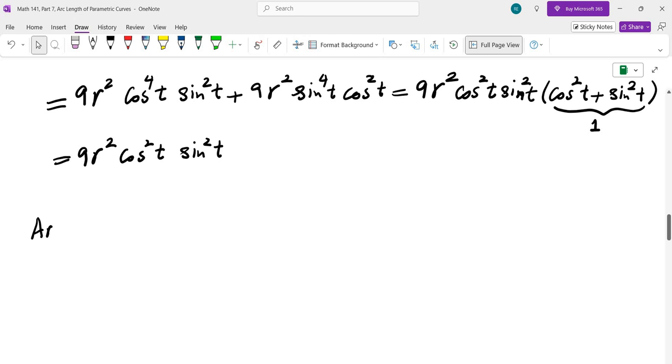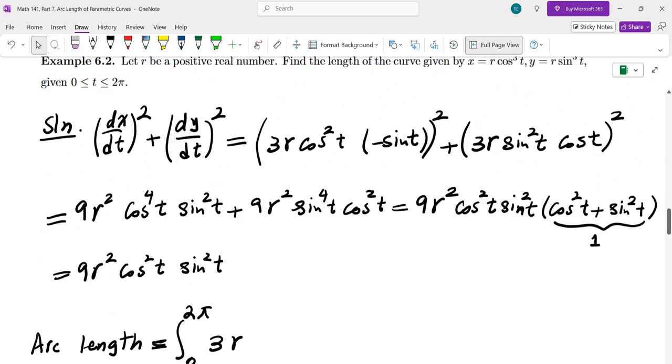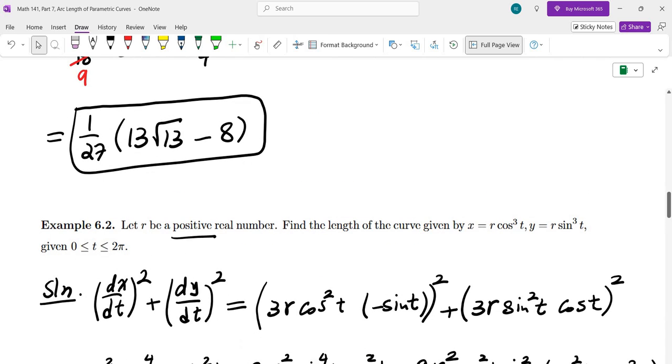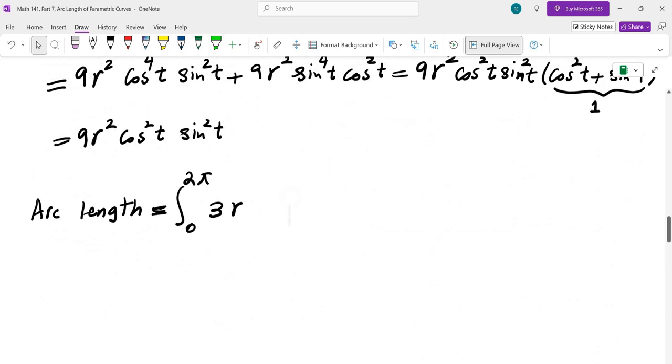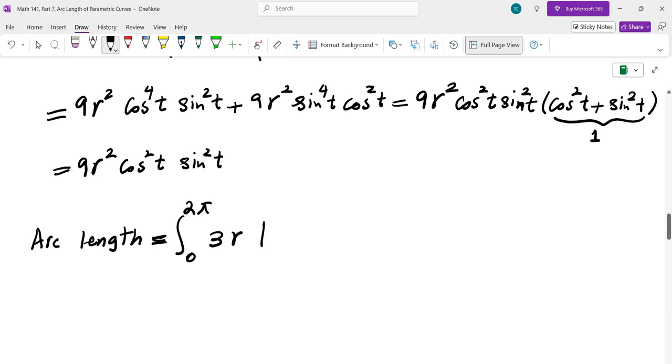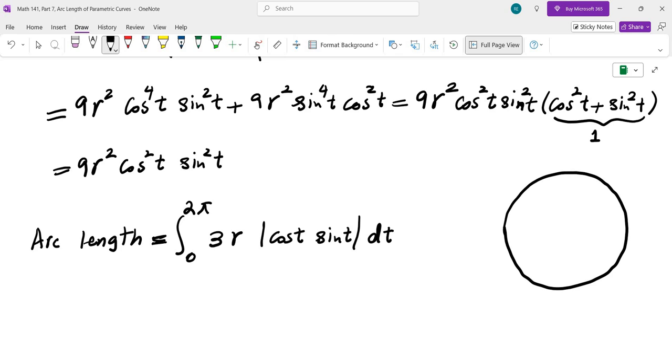So we get the arc length is equal to the integral from 0 to 2 pi of 3r, because they told us that r is positive, so we can take it out of the square root, and that gives us the absolute value of cosine of t sine t dt. Now, cosine and sine are positive and negative, so we have to take cases.